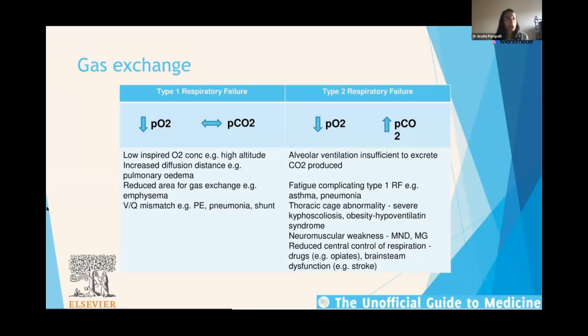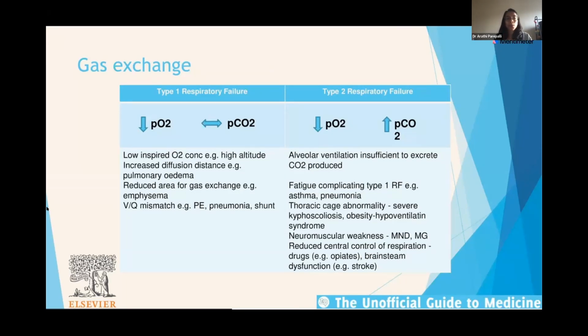Then type 2 respiratory failure is when alveolar ventilation is insufficient to excrete the carbon dioxide that's being produced. So you start retaining carbon dioxide, and as a result of that, your pH levels will drop as well, so you'll become acidotic. Different things again can cause that, but if you wanted to group it, it could be fatigue complicating a type 1 respiratory failure.